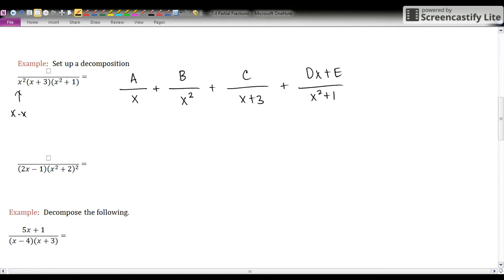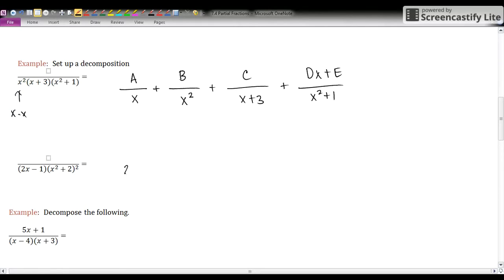That's going to be the hard part. But once we solve for all of those, we will have decomposed this fraction down to, in fact, 4 separate little fractions. That's all decomposition is. So again, let's set up this first one.